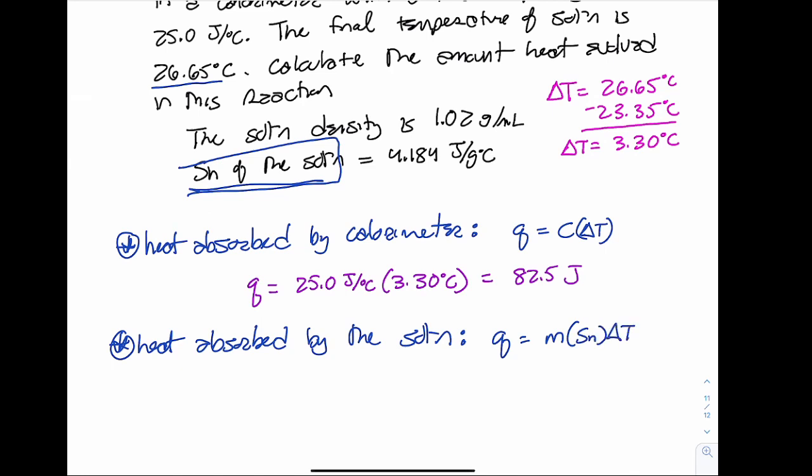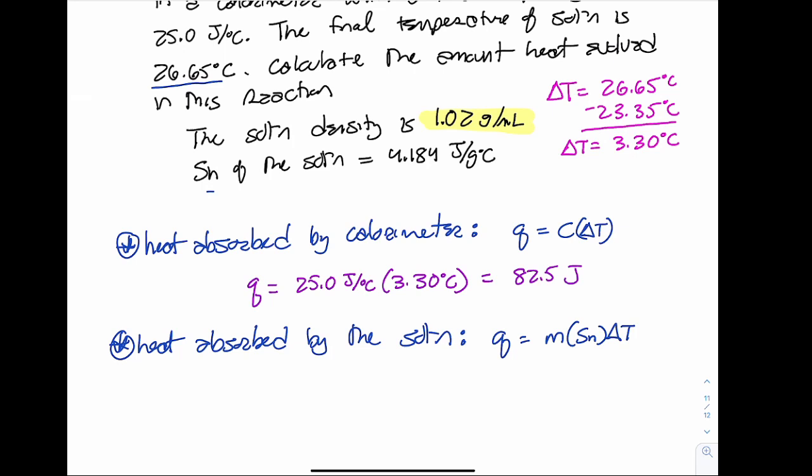The specific heat is given to us, and my temperature change we've already calculated. We do have to calculate the mass, and the way we're going to do that is to use the density given to me. Density is grams per milliliter. So if I multiply that density by my total volume in milliliters, the milliliters cancel and I'll be left with the grams of my solution.